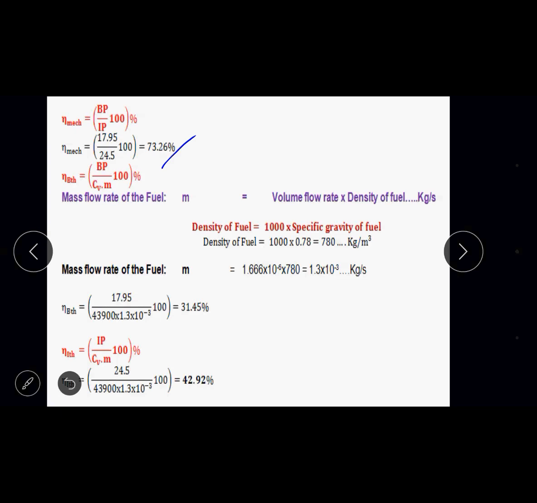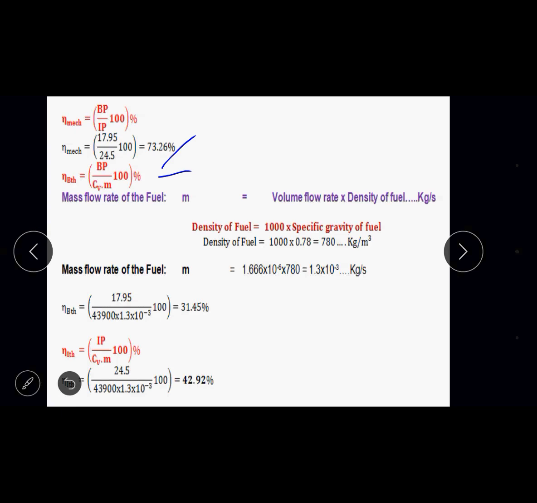Then coming to the thermal efficiencies. First one is brake thermal efficiency. The formula for brake thermal efficiency is brake power divided by calorific value into mass flow rate, CV into m, into 100. Here brake power we know, calorific value is given in the problem, so we have to find out small m.